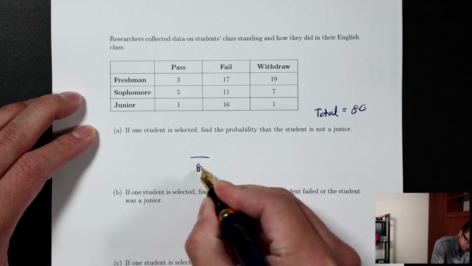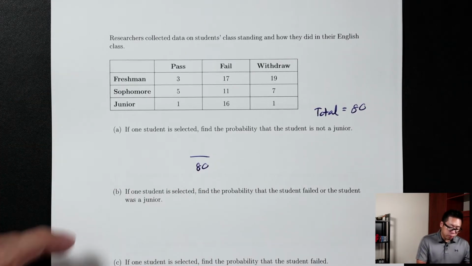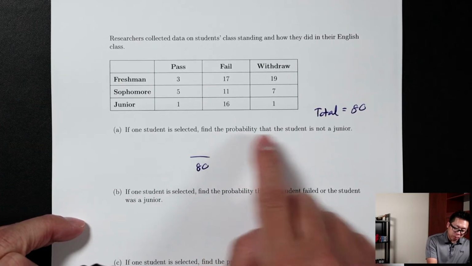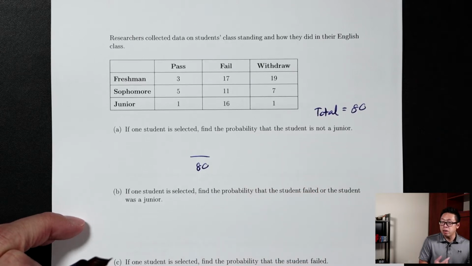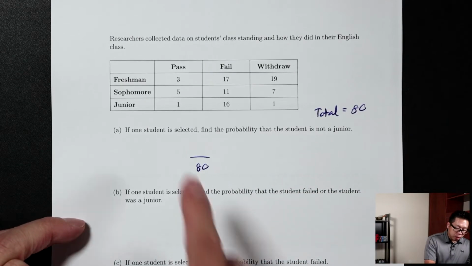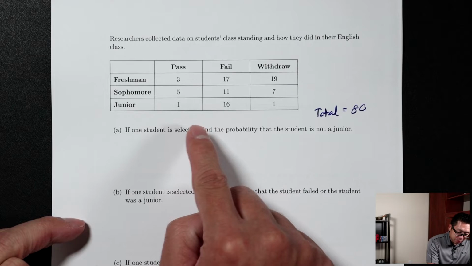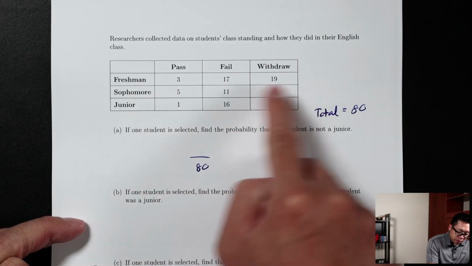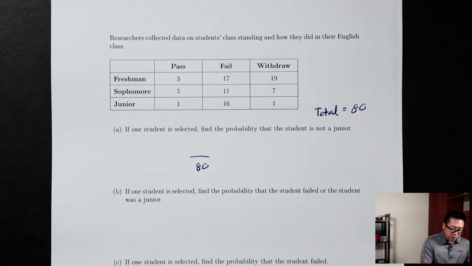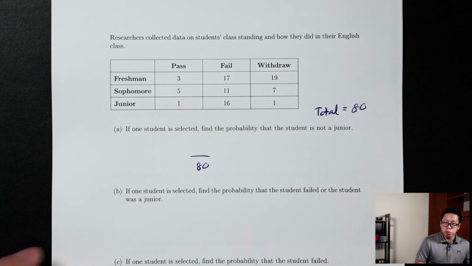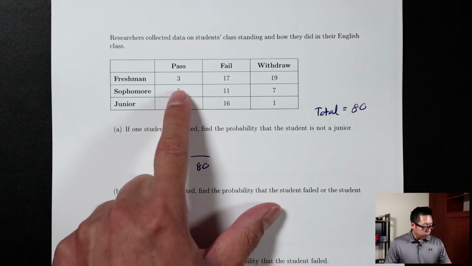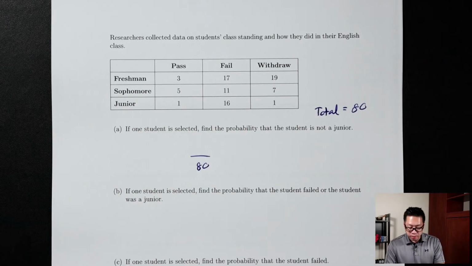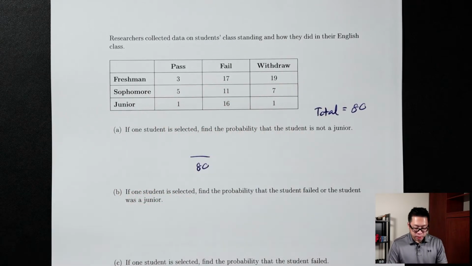Okay, that's the bottom. Up top, we are interested in the probability that the student is not a junior, so we want to count all the not juniors. So not juniors would be all the sophomores together with all the freshmen. So everything except for the last row, the juniors row. So 5, 11, 7. So 5 plus 11 plus 7 plus 3 plus 17 plus 19.